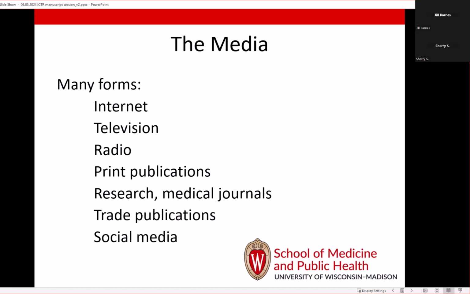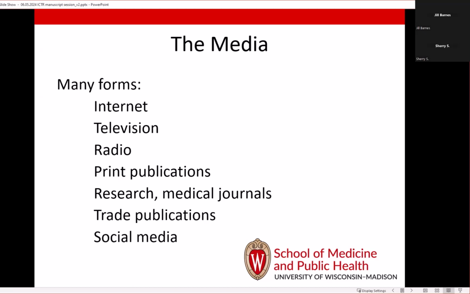Oftentimes, or sometimes, those journals will have kind of a news component as well. So you may want to reach out to somebody there. Once your thing is published, you might be able to get some media coverage there if they have their own kind of corresponding media outlet. So something to consider.